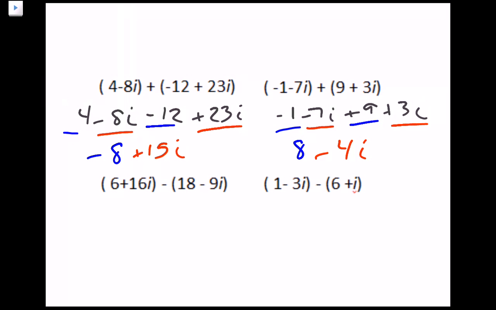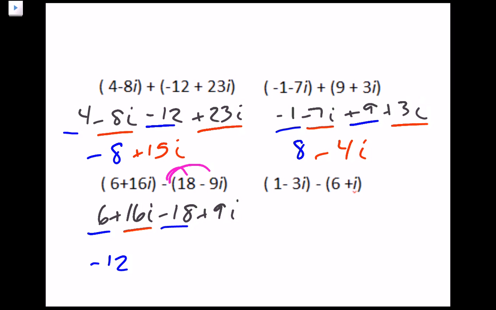The next ones are subtraction. When I'm subtracting, I need to make sure I'm careful and I distribute my negative. So if I write my next line, I would have 6 plus 16i minus 18 plus 9i. Make sure those signs are correct. You need to change both the signs. Now I combine like terms. 6 minus 18 is negative 12. 16i plus 9i would be 25i.